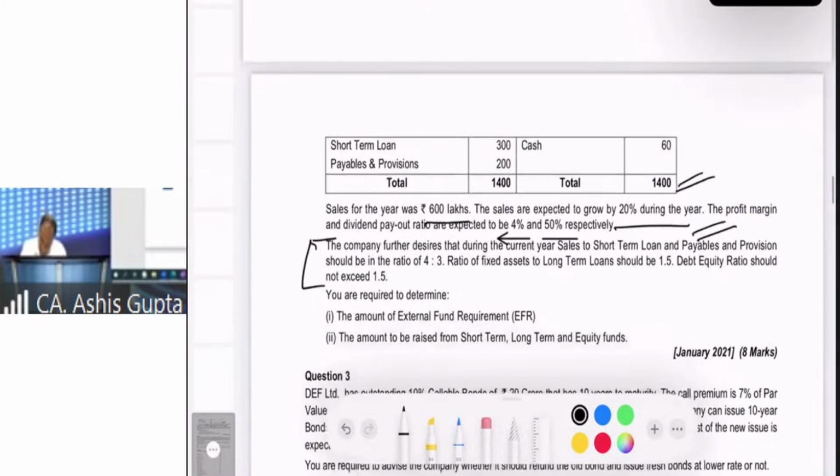It says the company further desires that during the current year, sales to short-term loans and payables and provisions should be in the ratio of 4:3. They have given the condition that this ratio should not be violated. The ratio of fixed assets to long-term loans should be 1.5. The debt equity ratio should not exceed 1.5. So keeping all these three conditions, we have to compute the external funding requirement. Now let us see the solution.